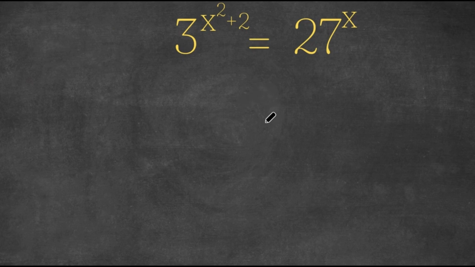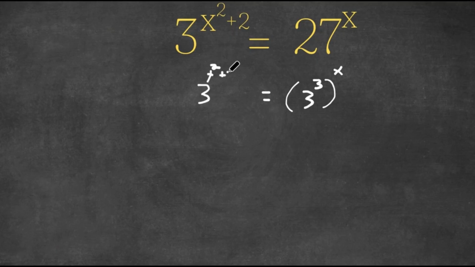In today's video, I'm going to be teaching you guys how to solve this exponential equation. So we have 3 to the power of x squared plus 2 equals 27 to the power of x. Now what I'm first going to do is I'm actually going to replace 27 with 3 to the power of 3. Because remember, 27 is 3 to the power of 3. And we are powering this with x. So we have 3 to the power of 3 to the power of x equals 3 to the power of x squared plus 2.